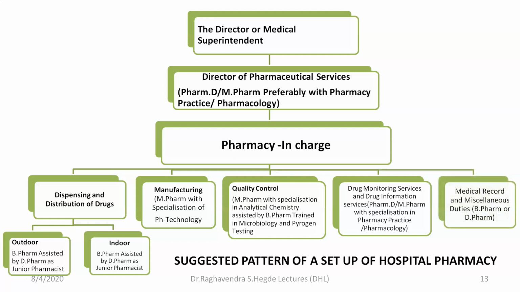And lastly, the medical record section and miscellaneous duties will be performed by B.Pharm or D.Pharm. All the records and miscellaneous parts of the hospital pharmacy have to be documented, and the B.Pharm and D.Pharm will be assisting. In India, the records are maintained by some commerce fellows, but in the abroad scenario, they are maintained by the B.Pharm, because the pharmacist takes care of all record maintenance and the management part.